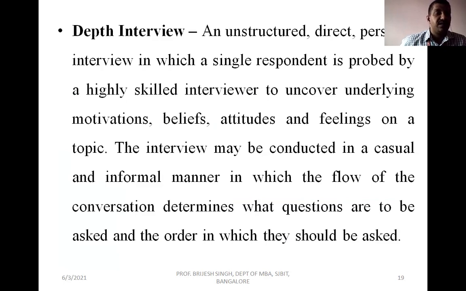When you talk about the depth interview, it is unstructured and direct in nature, a kind of personal interview in which a single respondent will be probed by a highly skilled interviewer, to cover all the underlying motivations, beliefs, attitudes, and feelings on the particular topic. So here the role of the interviewer is checked, and they need to ask many questions in that domain so that they understand what exactly the scenario is and what issues exist there.